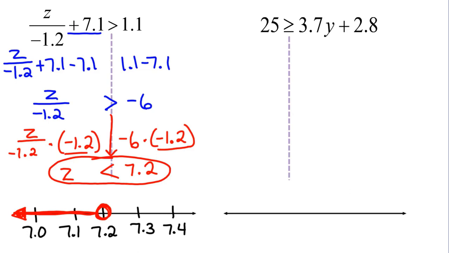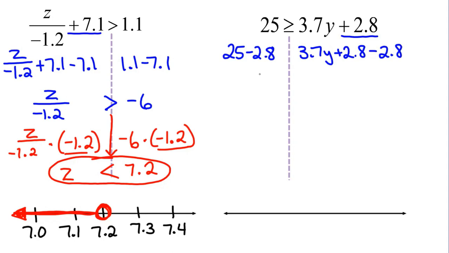Last one, 25 is greater than or equal to 3.7y plus 2.8. So again, I'm going to undo this addition on the side with the variable by subtracting 2.8. 25 minus 2.8. 3.7y plus 2.8 minus 2.8. And 25 minus 2.8 is 22.2. My inequality symbol is going to stay the same. And this is just 3.7y.